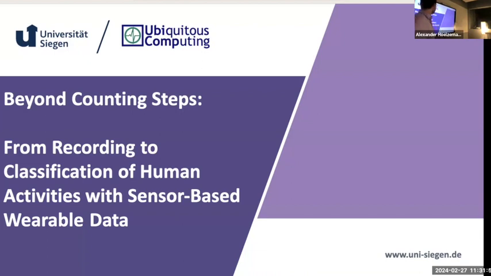Today I'm going to talk about activity recognition with wearable sensors. And therefore the title of my talk is Beyond Counting Steps: from Recording to Classification of Human Activities with Sensor-Based Wearable Data. Many of you probably are already wearing an activity tracker, but I'm not sure if you're using it for more than just counting steps or doing some health monitoring. There are many more applications that you can do with activity recognition and with wearable sensor data, and I'm going to show you a few of them today.